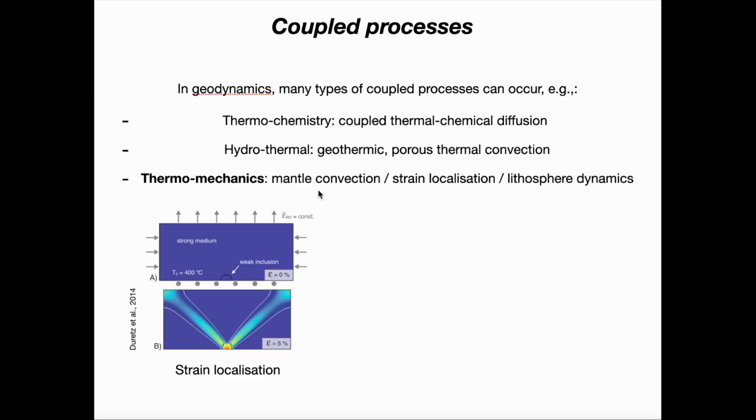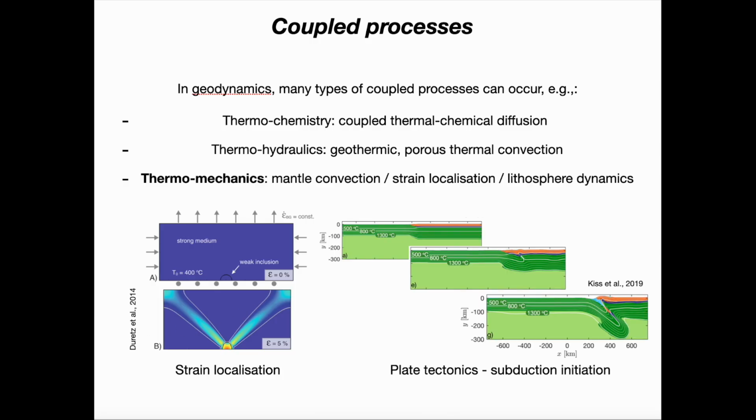That's key for mantle convection, but also to study strain localization and lithosphere dynamics. This picture is one I showed a couple of lectures ago, which shows the generation of strain localization in a heterogeneous material subjected to pure shear deformation. From the background pure shear deformation, you evolve into local simple shear, localized shear zones. And this model can be applied to the study of subduction initiation.